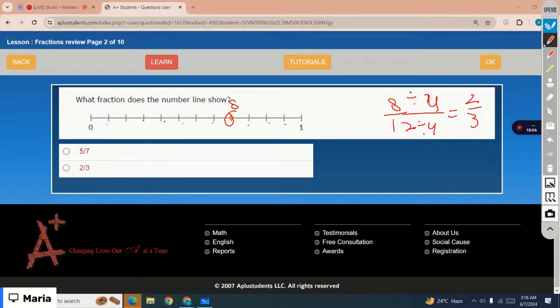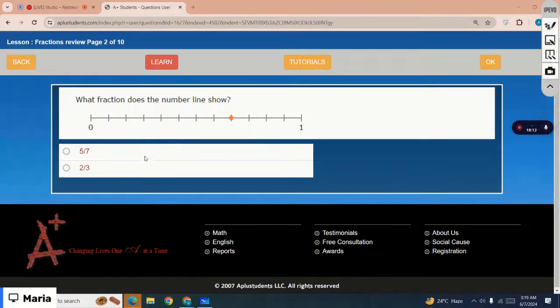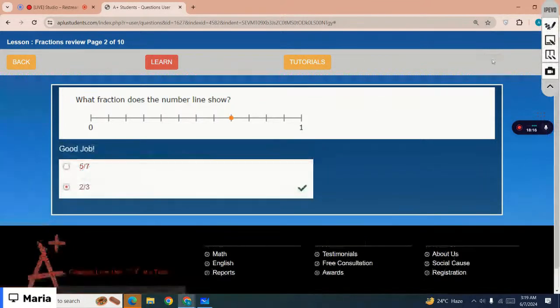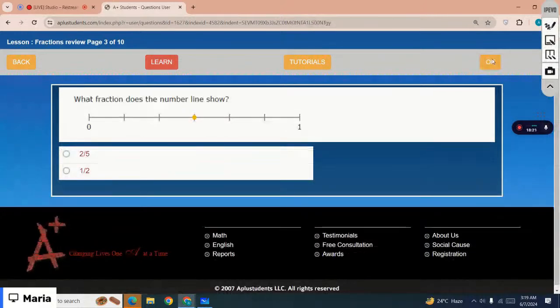Let's just start with the practice questions. The next one is 2 by 3 it is, and the next one is, what fraction does the number line show? Which is the correct option?